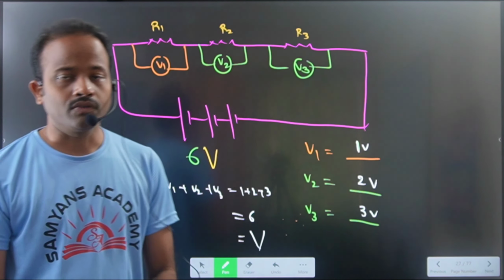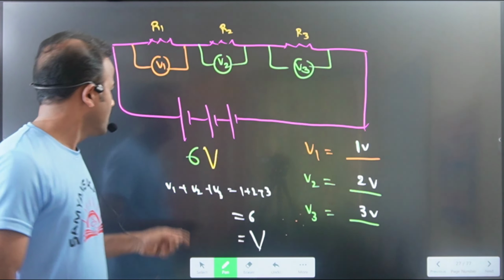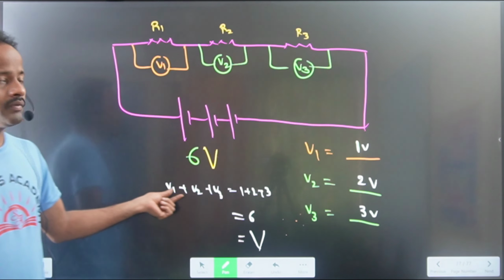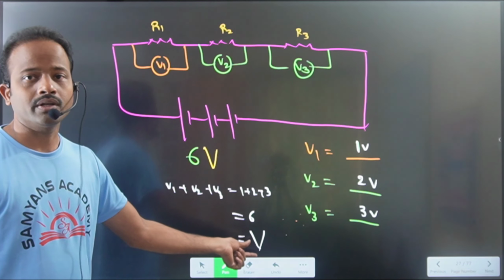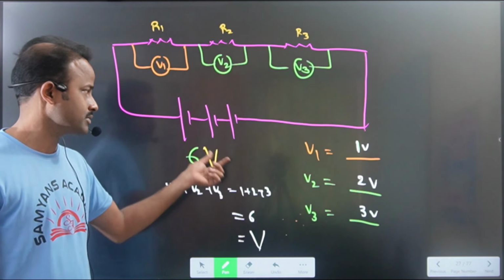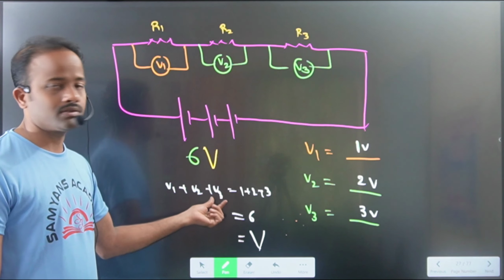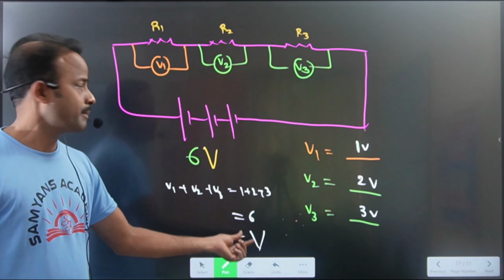So from this observation or from this activity, we observe that the combination of V1 V2 V3 gives the voltage of the source, and the source is having this much voltage, and the combination of all individual voltage values is equal to the total battery voltage.